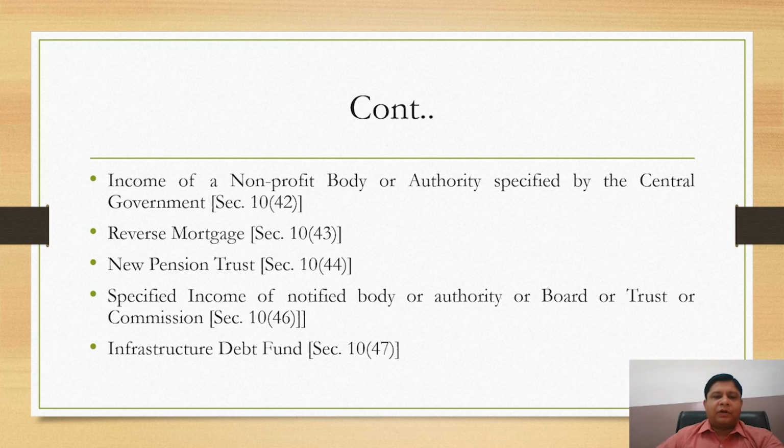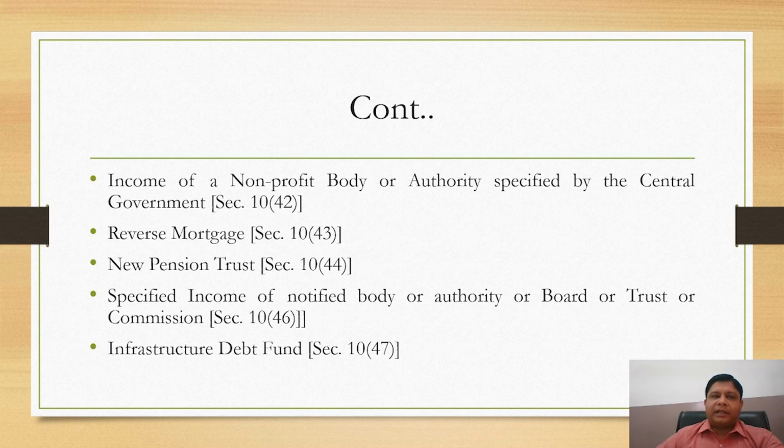Next, income of a non-profit body or authority specified by the central government. Next, reverse mortgage: any amount received by an individual as loan, either in lump sum or in installments, in a transaction of reverse mortgage is exempted. New pension trust: any income received by any person on behalf of the New Pension System Trust is exempted. Next, specified income of a notified body or authority or board or trust or commission.